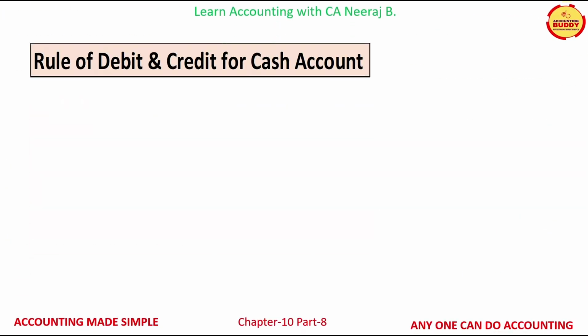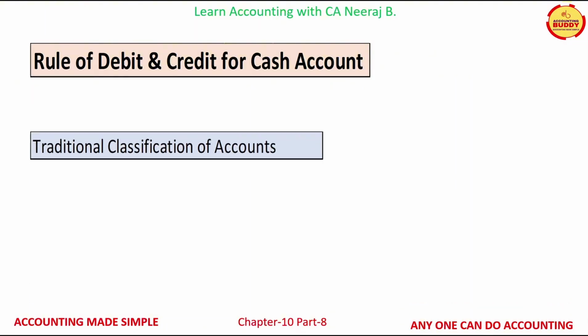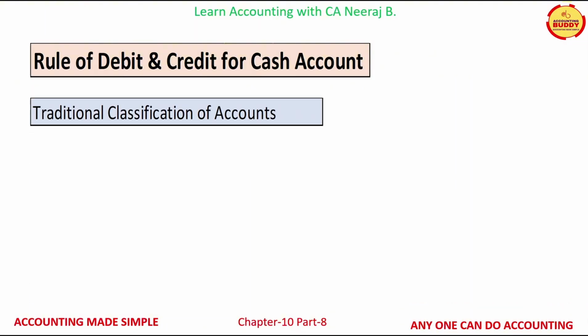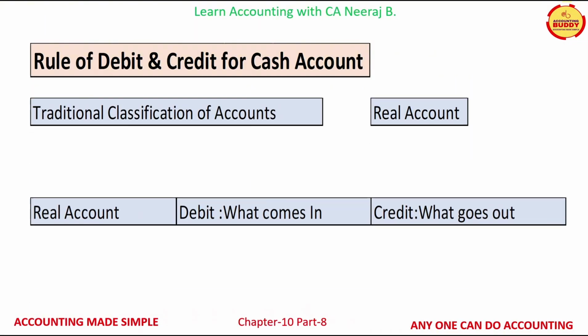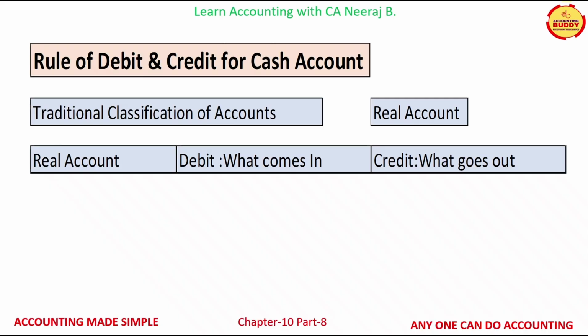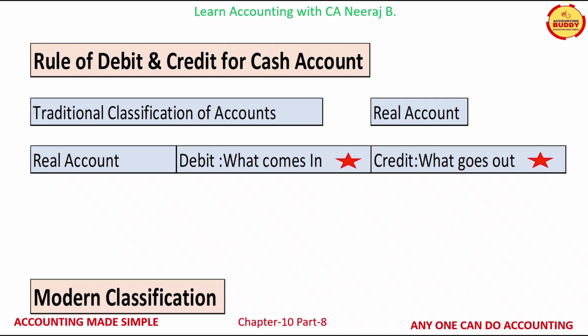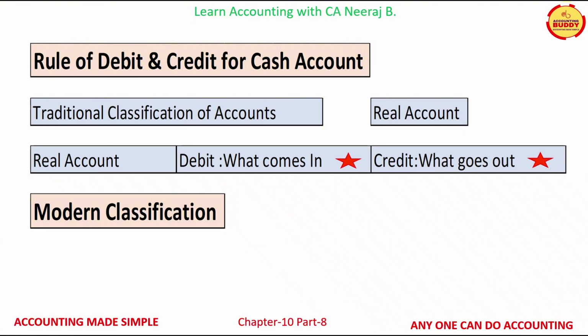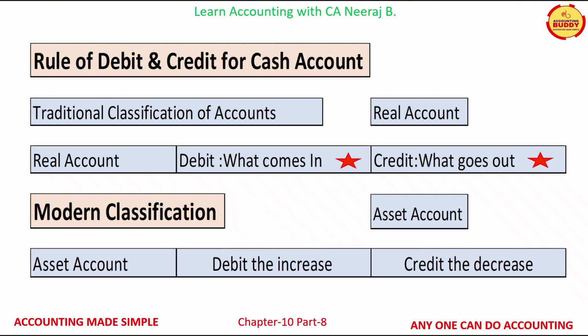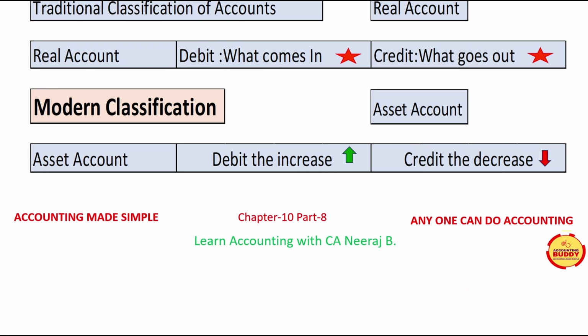Let us quickly recap the rules of debit and credit for cash account. Under traditional classification of accounts, cash is a real account. For real account, the rule of debit and credit is debit what comes in and credit what goes out. Under modern classification of accounts, cash is an asset. For asset account, the rule of debit and credit is debit when asset increases and credit when asset decreases.